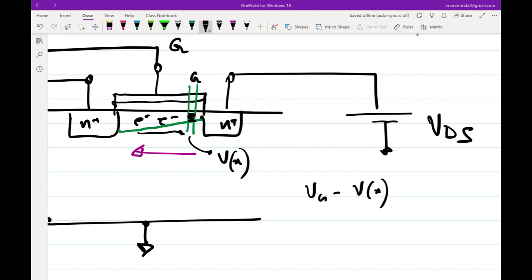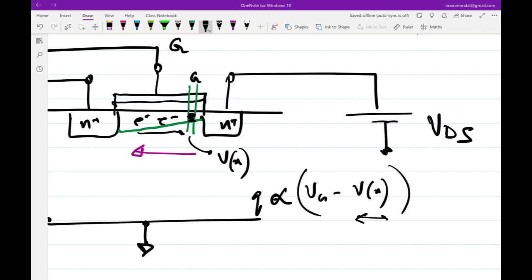it makes sense to argue that the mobile charges in that particular sliver of the channel will be proportional to Vg minus Vx. And if Vx is higher, then the channel charge will be higher or lower? Lower, right? So if Vx is higher, the channel charge underneath will be lower. But note that Vg is the same for the entire channel, while Vx is not the same. That is why you'll have a tapering.